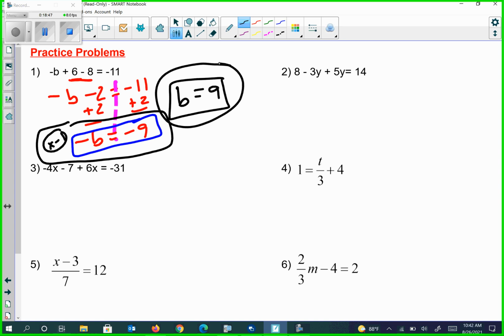Hey, problem number 2. Do I have like terms on the left side that I need to take care of first? Yeah. Take care of those first. So negative 3y plus 5y is?